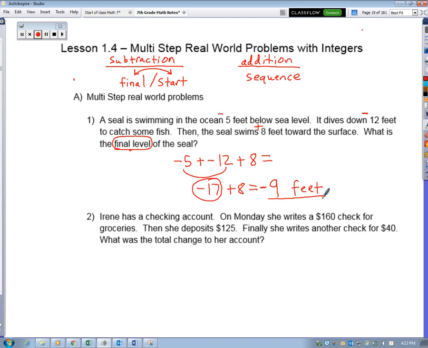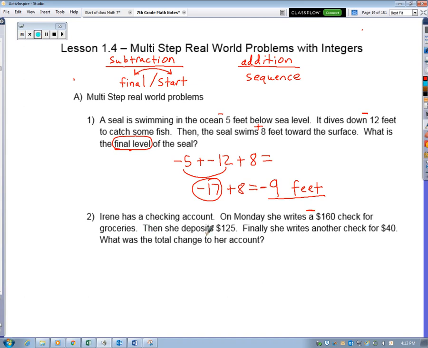It's going to show you another sequence. It's going to kind of tell you a story here. We have Irene with a checking account. On Monday, she writes a $160 check for groceries. Okay, so here's our first piece of information. If you are writing a check, you are losing money, you're spending money, so that's going to have a negative impact to your bank account. Money's going to leave.